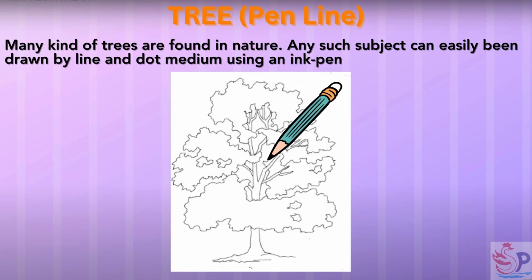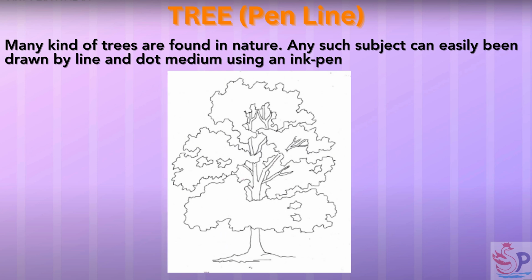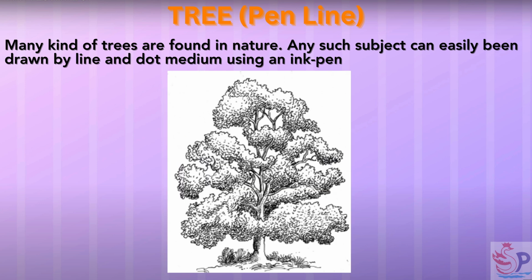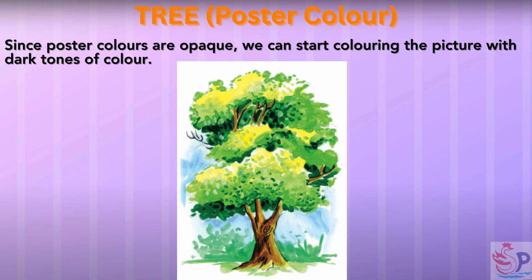Tree, pen line. Many kinds of trees are found in nature. Any such subject can easily be drawn by line and dot medium using an ink pen. Tree, poster color. Since poster colors are opaque, we can start coloring the picture with dark tones of color.